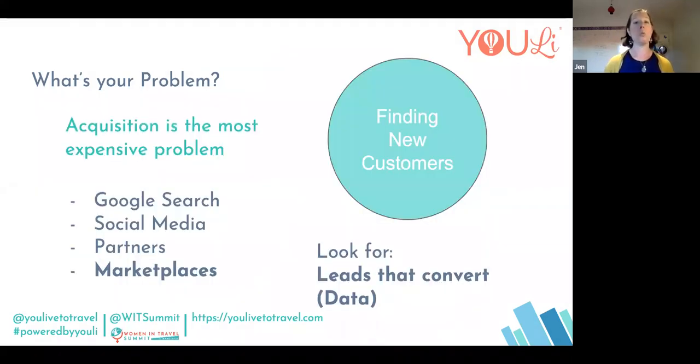So if your problem is finding new customers, now every business has this problem, but is it the number one problem for you? Is probably the best way to look at this. Now, this can be the most expensive problem to have of the three that we're talking about. And that can mean optimizing your Google search with content creation. It could be automating your social media content. It could be working with partners to get paid articles written, or the most expensive of all, marketplaces.